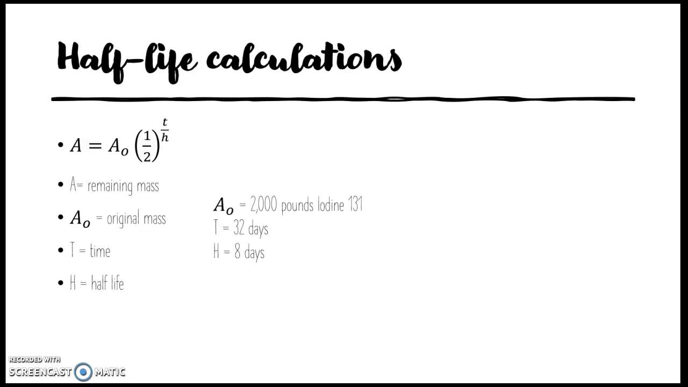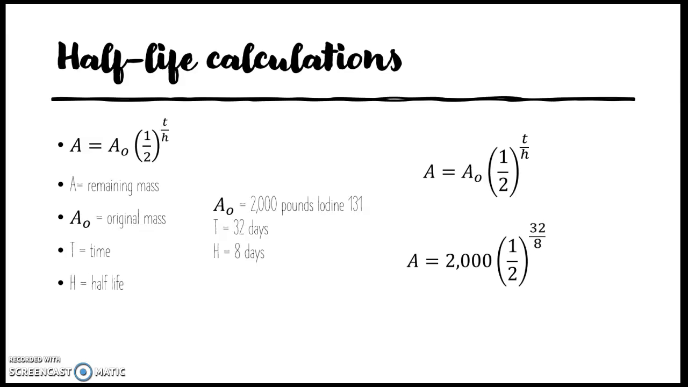All right, let's put that into play. A sub O, the original amount, is 2,000 pounds of iodine-131. Our time was 32 days. Our half-life was 8 days, and we need to solve for A, our remaining mass. So let's plug and chug that into our calculator. A equals 2,000 times 1/2 to the power of 32 over 8. And we get A equals 125 pounds. So it's not too bad.